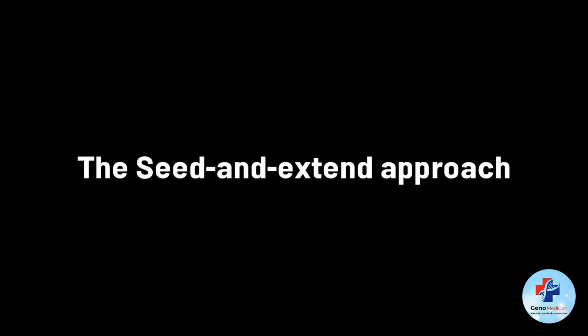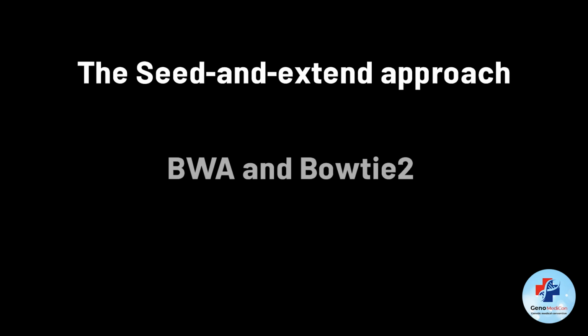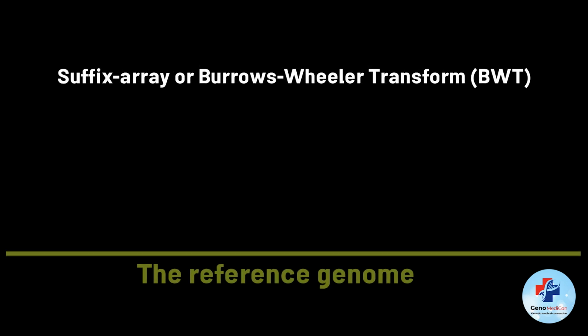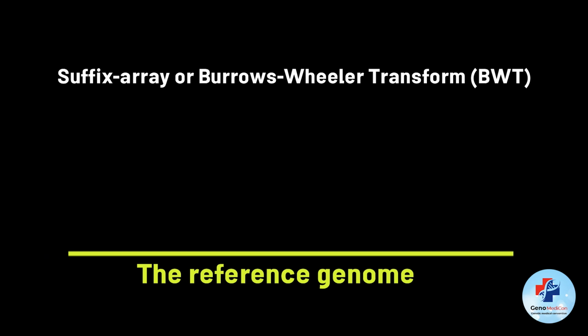The seed and extend approach. Tools like BWA and Bowtie first identify short seed sequences in the read that match the reference, then extend the alignments while allowing mismatches and gaps. The suffix array or Burrows-Wheeler transform, or BWT, approach. These methods compress the reference genome, enabling rapid search and alignment while minimizing memory usage. BWA and Bowtie both use BWT for short reads.